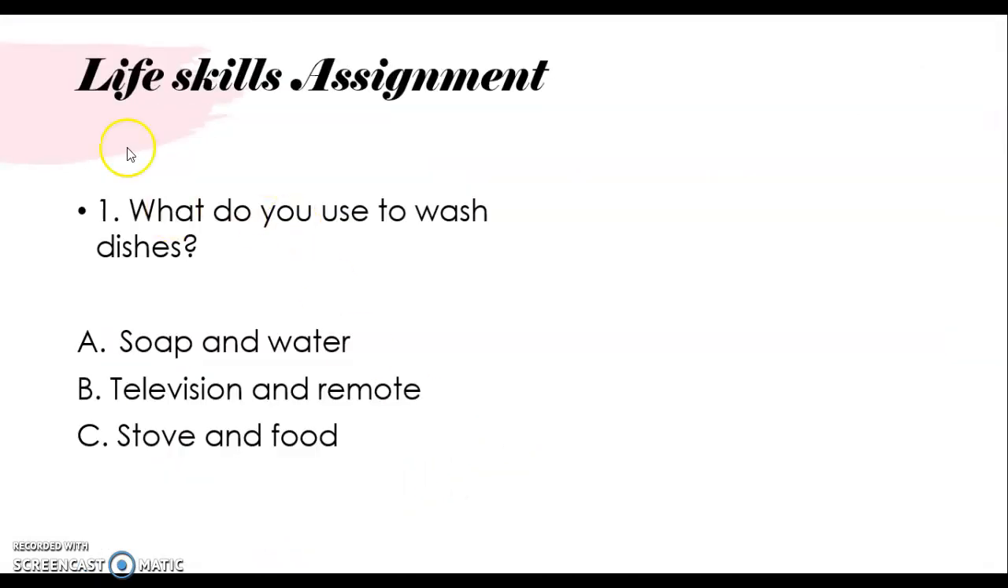So for today's life skills assignment, number 1: what do you use to wash dishes? A, soap and water, B, a television and a remote, or C, a stove and food. What do you use to wash dishes? Point to your answer.